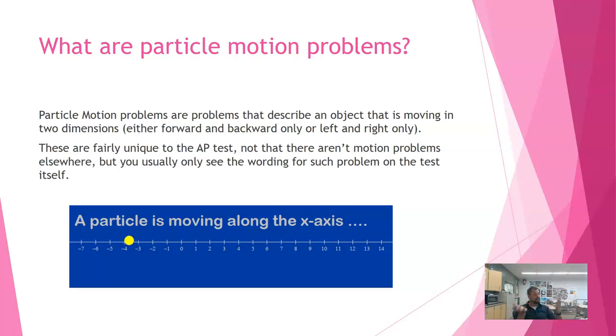If you take Calculus BC, we talk about what happens with particles that are moving in two directions. But that's not something we have to worry about right now. So we're just talking about this particle moving backwards and forwards along the x-axis like this one is right here.